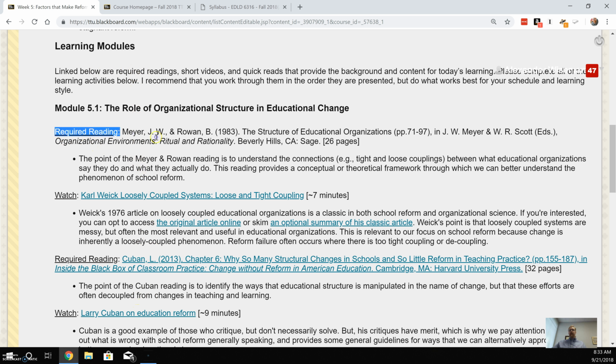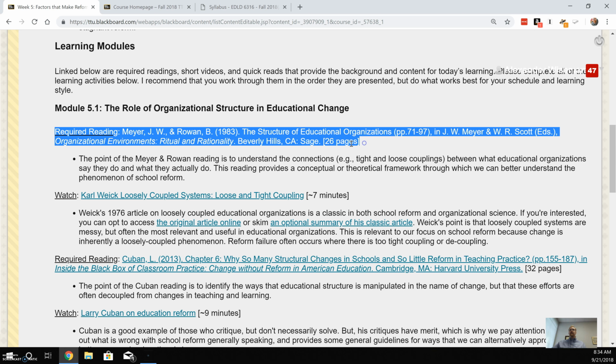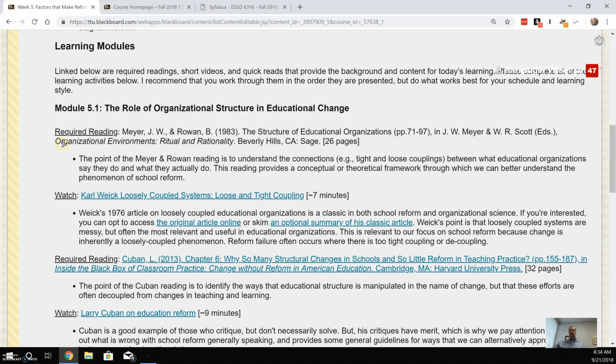So I would start by reading Meyer and Rowan's 1983 work, The Structure of Educational Organizations. It is a chapter in this volume called Organizational Environments, Ritual and Rationality.